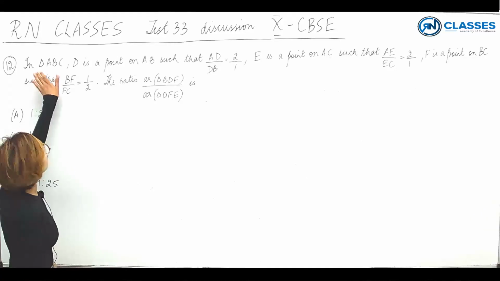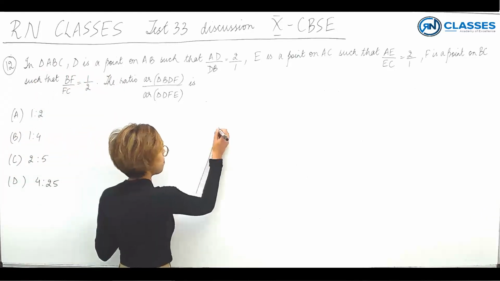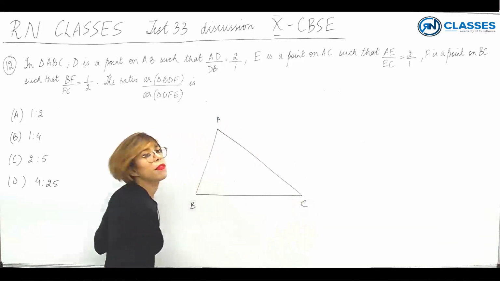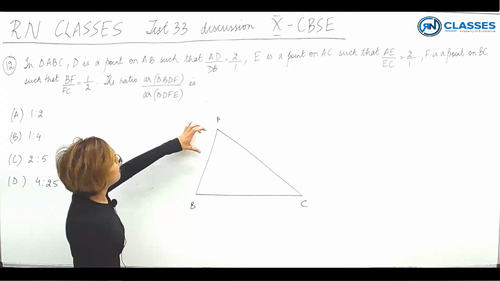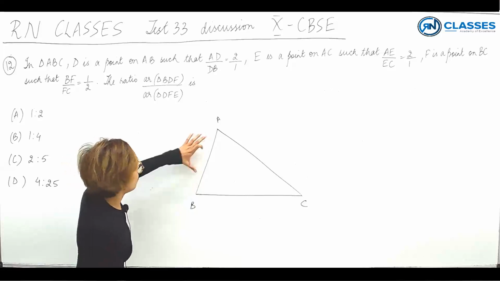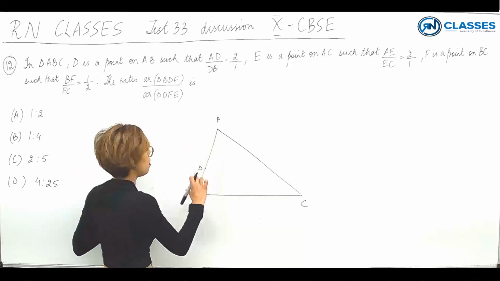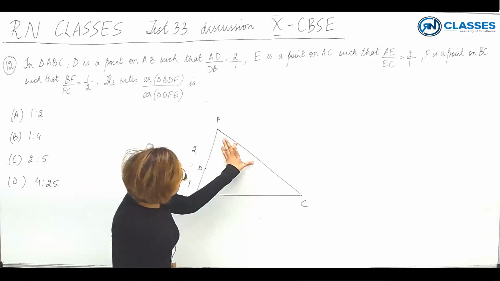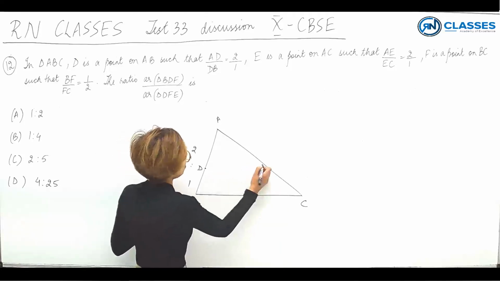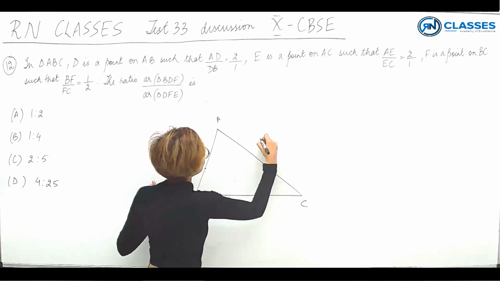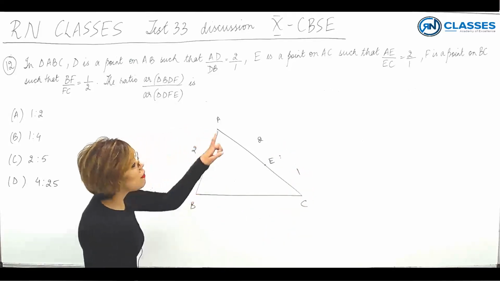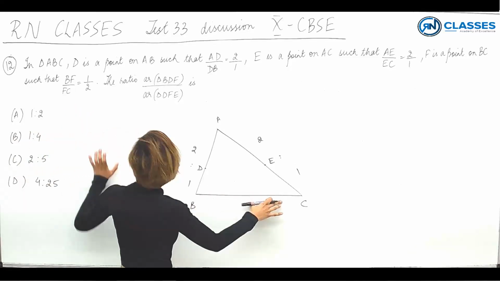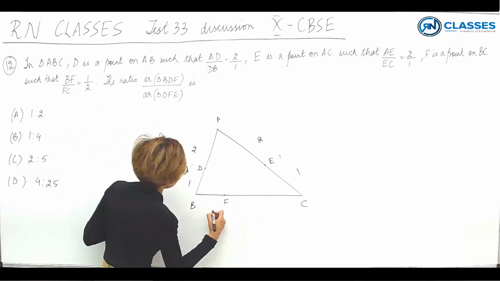Alright. So the next one. In triangle ABC, so let me make the triangle ABC. A, B, C. Right? D is a point on AB such that AD by DB is 2:1. Okay, so D might be here. E is a point on AC such that AE ratio EC is 2:1. So E will be here somewhere. Now F is a point on BC such that BF ratio FC is 1:2. So maybe F is here.